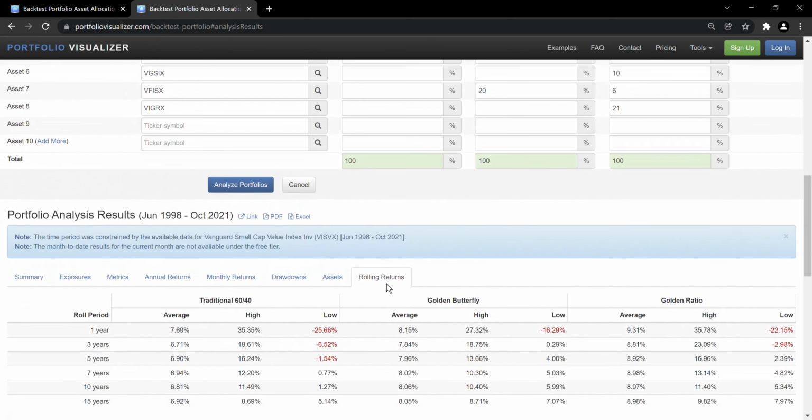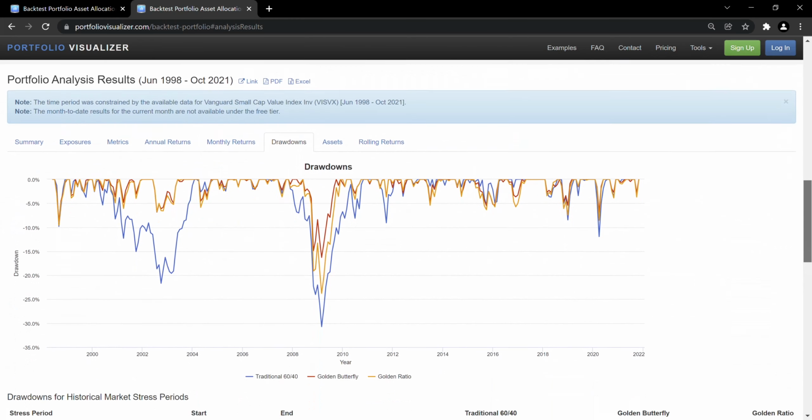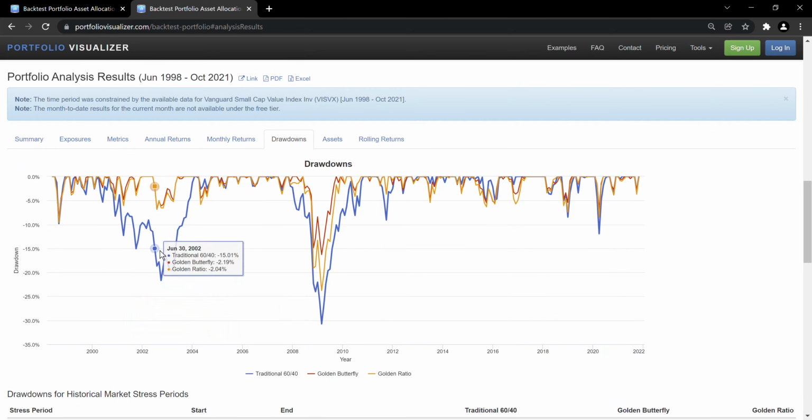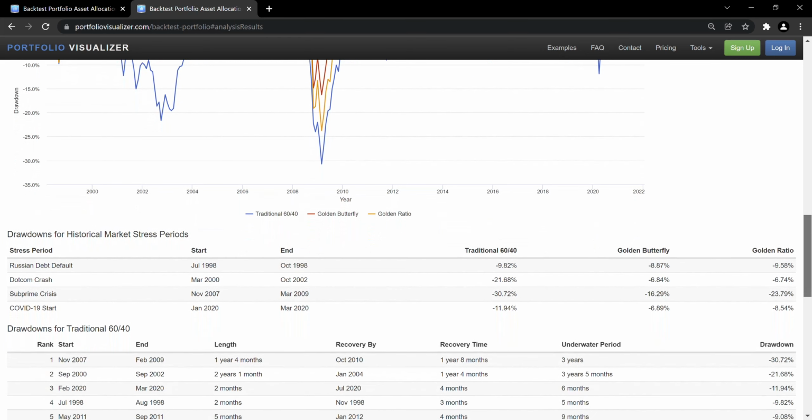Now if we go up to, let's take a look at this drawdowns, and you can see how bad the drawdowns were for the 60-40 portfolio compared to these other two risk parity style portfolios. And that's a nice graphical representation of that. And it shows you where the maximum drawdowns occurred and what was going on. The Russian debt default in 1998 was one of them. You can see that the traditional 60-40 and golden ratio were down about the same amount, the Golden Butterfly being much less. .com crash, the traditional 60-40 did very poorly then compared to the other two portfolios.